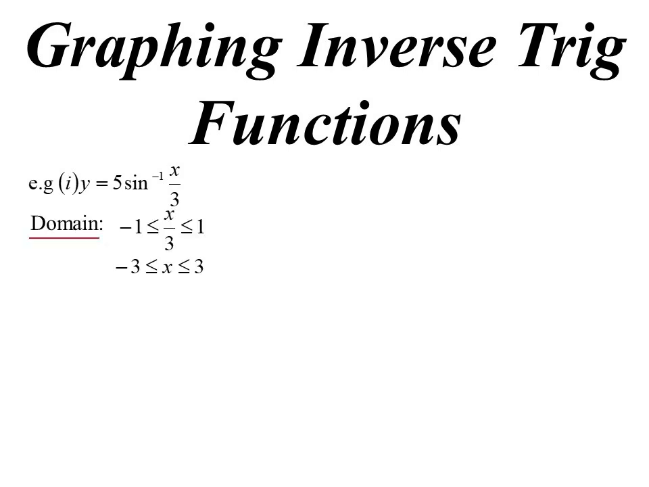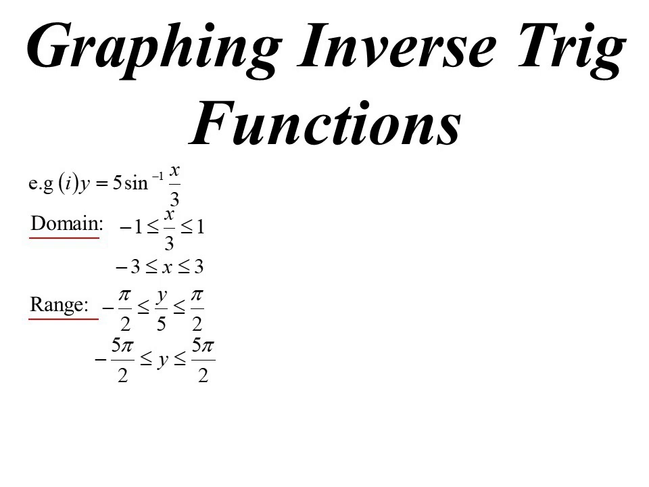Now we know our inverse sine function would normally, for the domain, go in between -1 and 1. But that's when it's inverse sine x. So what we're really saying here is, well, x on 3 is going in between -1 and 1. Therefore, our x will now go in between -3 and 3. Just multiply by 3.